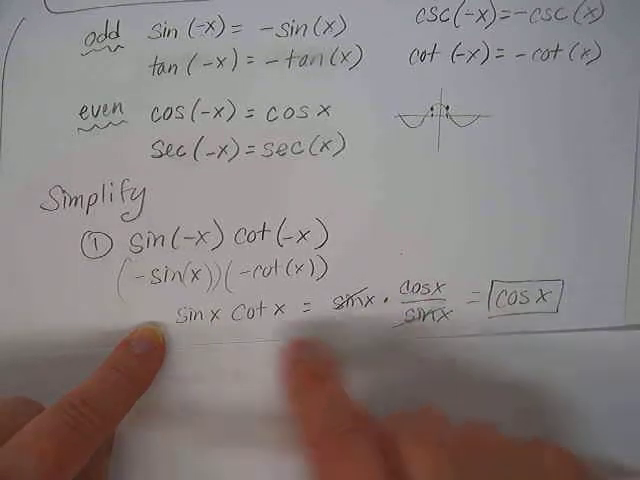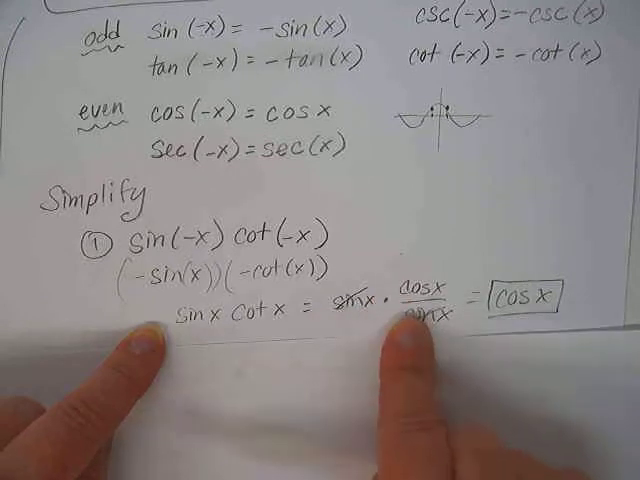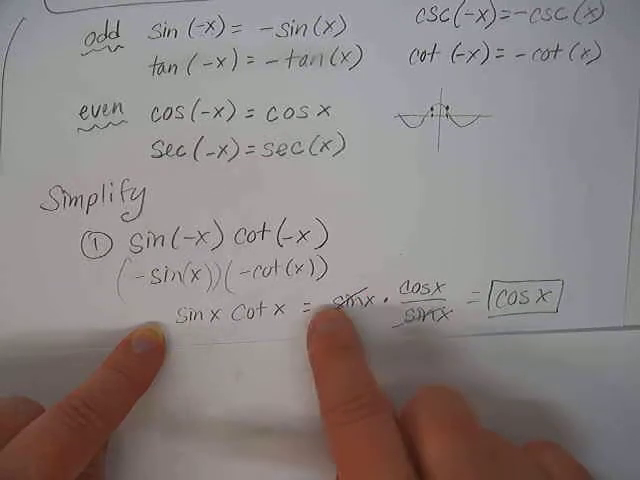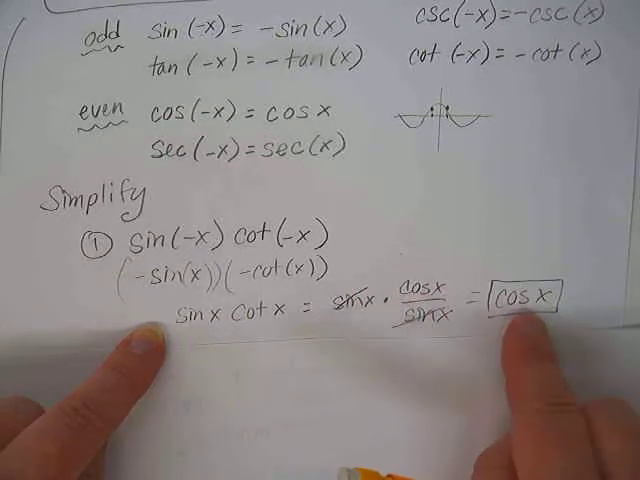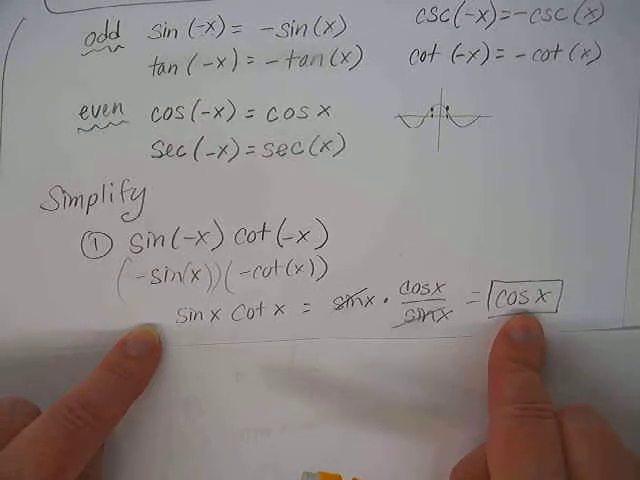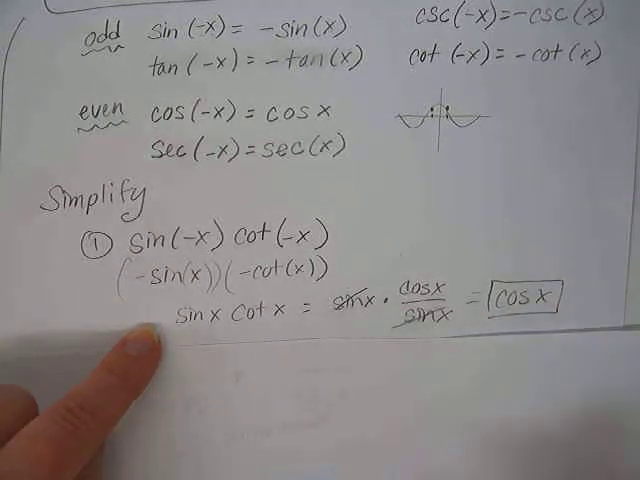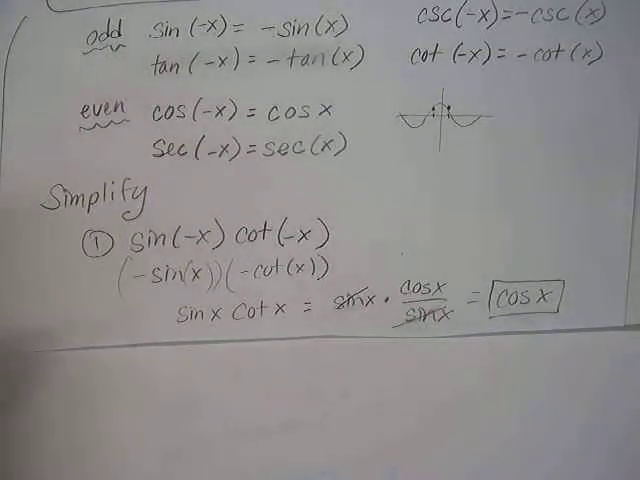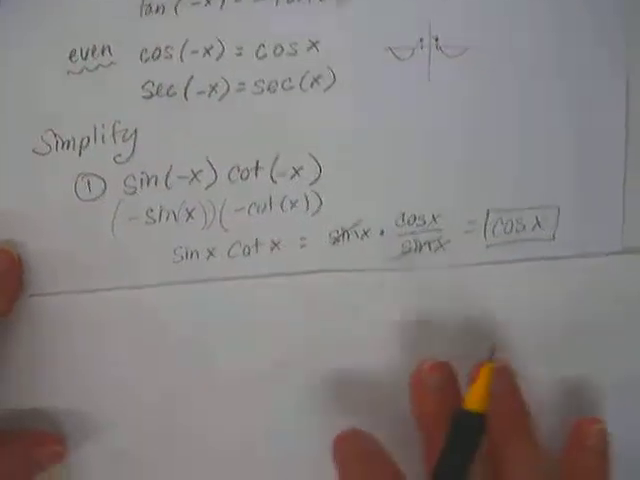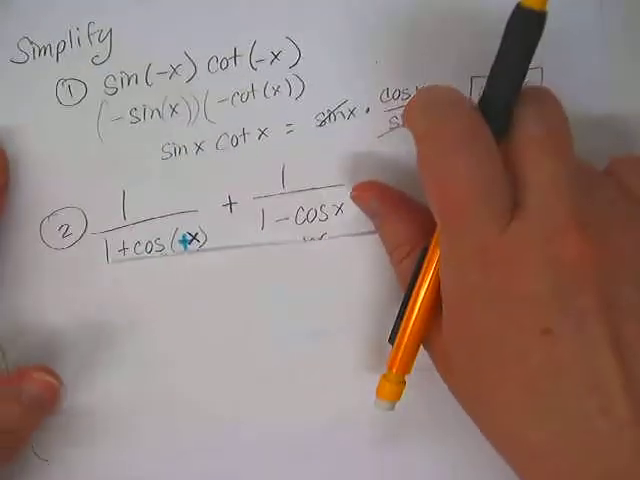Then we just take this problem from where we were earlier, simplifying problems, and change the cotangent to cosine over sine. Realize that the sines will cross cancel, and our final answer will be cosine. Let's do a little bit harder one.